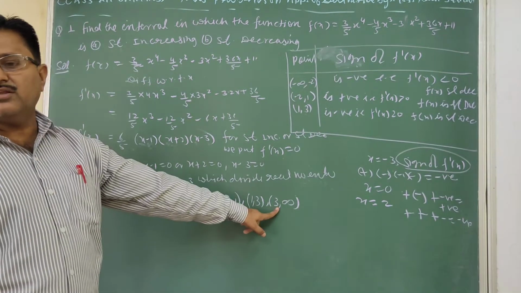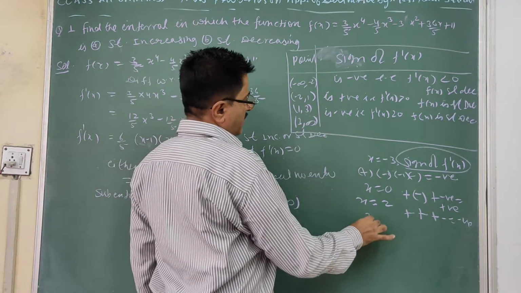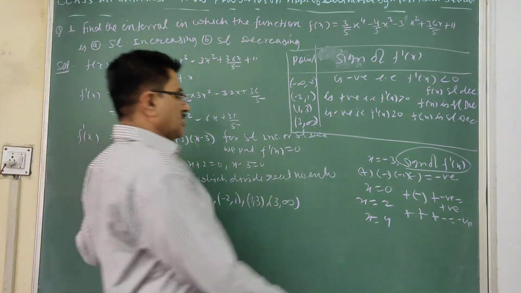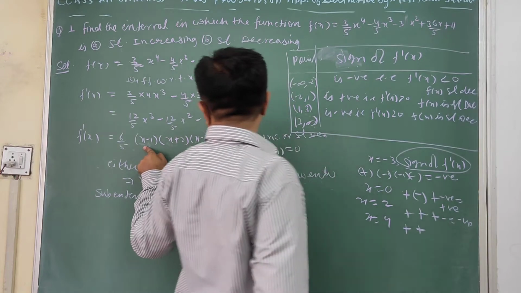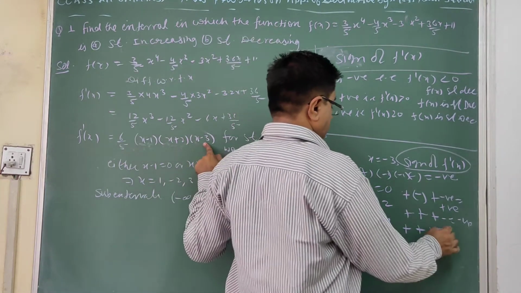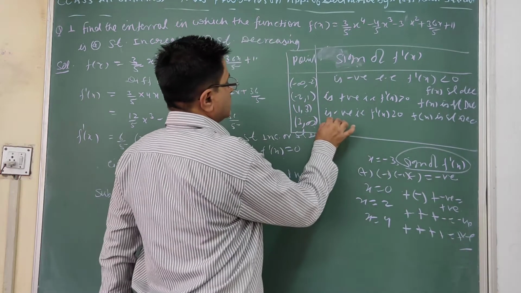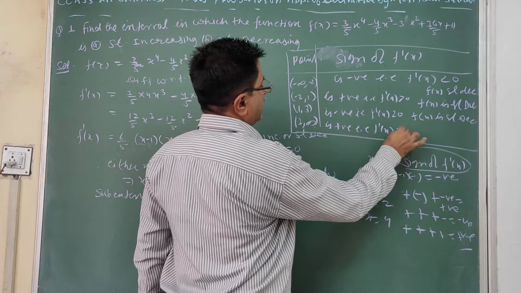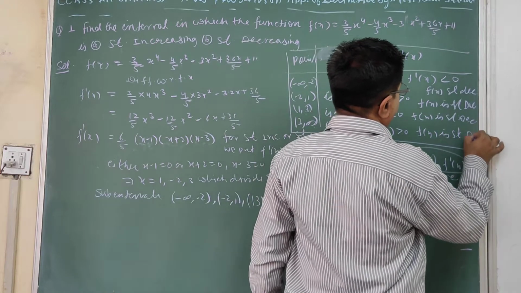Then the last interval, 3 to infinity. If you take any point like x equal to 4 between this and put 4 here, 6 by 5 is positive, 4 minus 1 positive, 4 plus 2 positive, then 4 minus 3 positive. So this is overall a positive sign. So we can say if the sign is positive, that is f dash x is greater than 0, so f(x) is strictly increasing.